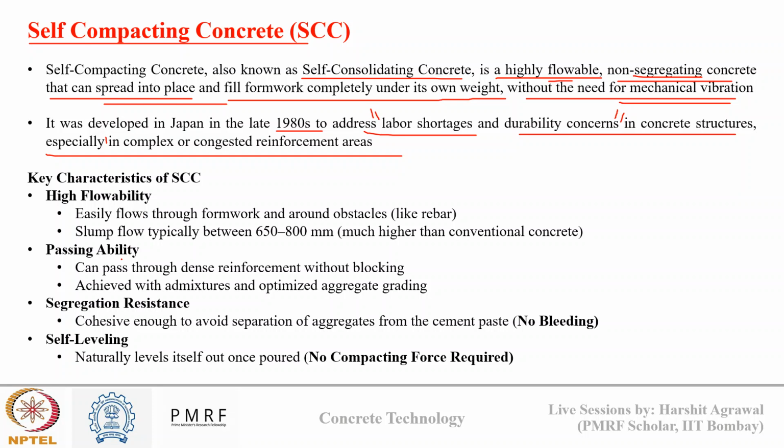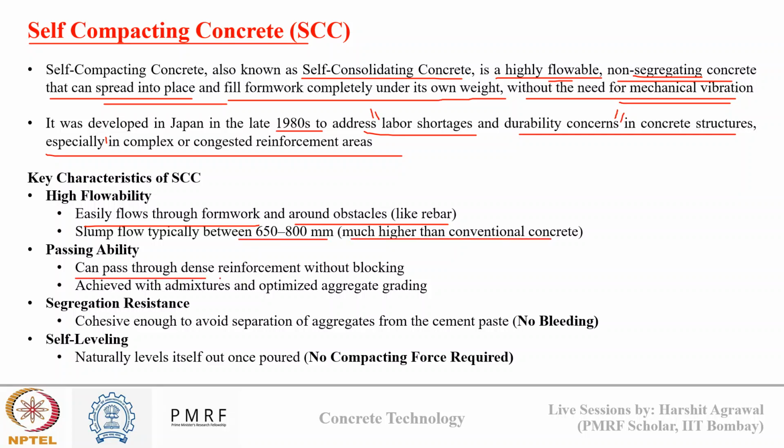Now, what are the characteristics of self-compacting concrete that make it special? It is the high flowability. It can easily flow through formwork around obstacles like rebar without the need for any compaction, and it has a slump typically between 650 to 800 mm, which is much higher than conventional concrete.